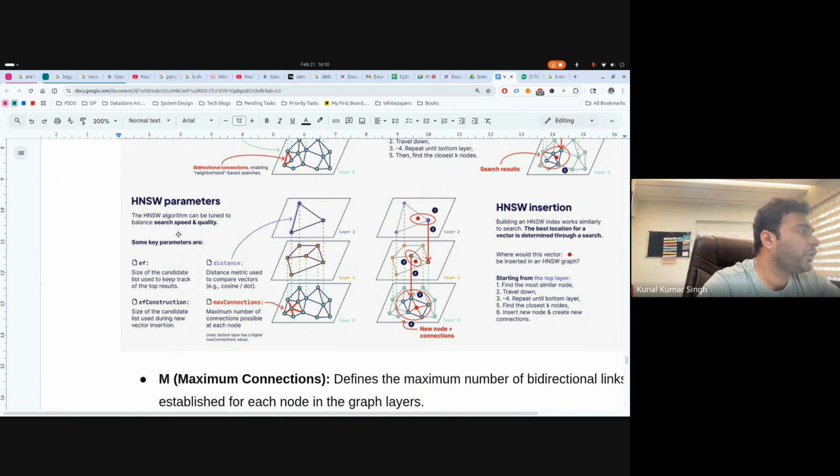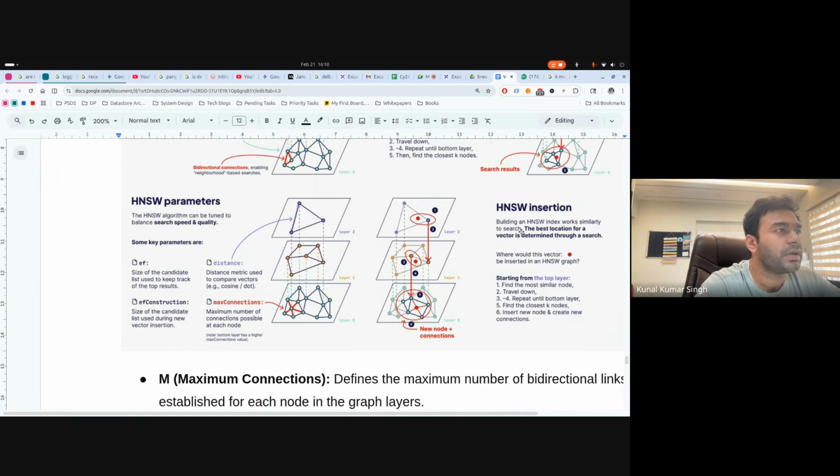HNSW parameters can be tuned for speed and quality. EF is the size of the candidate list used to keep track of the top results. EF construction is the size of the candidate list used during new vector insertions. The distance metric is used to compare, so this is cosine or dot, and maximum connections is the M that we saw earlier, that is the maximum number of connections possible at each node.